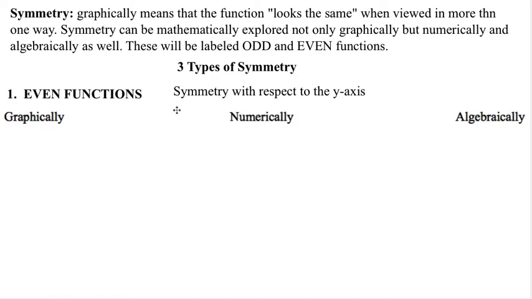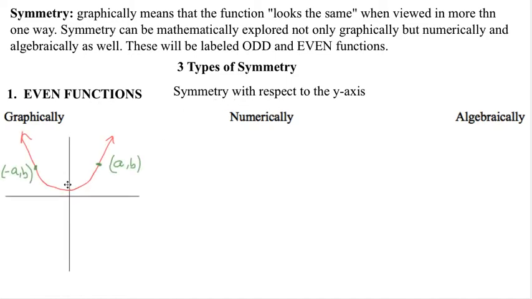And so our first type of symmetry is called even symmetry or even functions, functions that are even. And what that means is there's symmetry with respect to the y-axis. So let's just suppose we have this graph, okay, and we have a point on the graph. I just labeled it (A, B). If that point exists on the graph, then there also has to exist symmetrically on the other side, this is symmetric about the y-axis, another point where it's the opposite A value and the same B value.